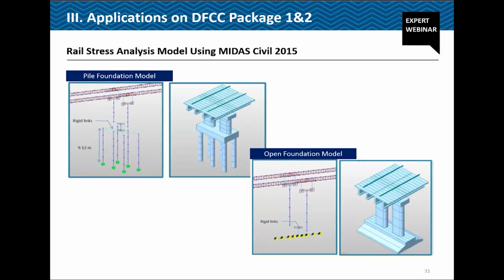So the substructure model is done like this. MIDAS makes it easy to add the substructure in RSI analysis also. As you can see here, the substructure column part and the foundation, pile cap and pile are all modeled like this. It makes it easy to change the foundation if we face any problem during the RSI analysis. And the open foundation model is also done like this.